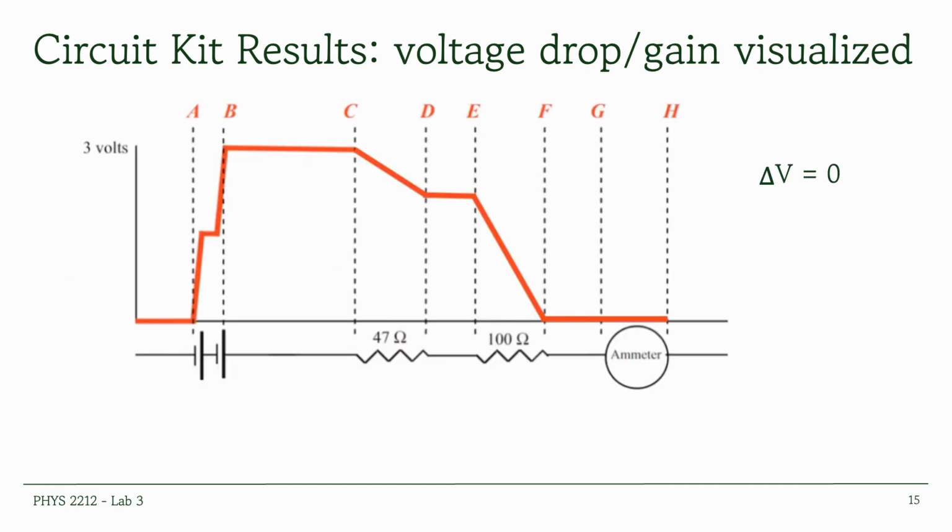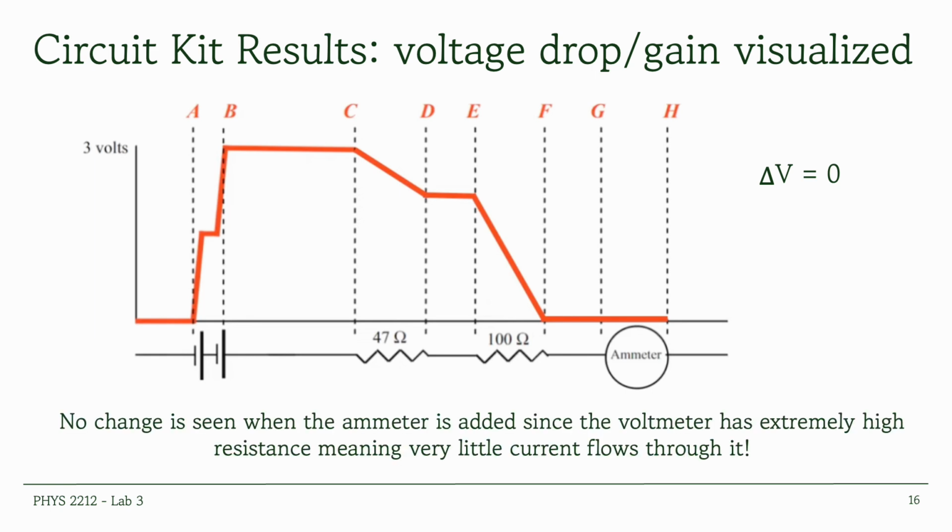So here is the visualization of how that voltage drop changes throughout the circuit, and it can be seen that the initial and ending point are both 0, meaning that the change in voltage was 0. However, no change is seen when the voltmeter is added since the voltmeter has an extremely high resistance, meaning that little current flows through it. So this just validates what we were able to verbally state before.